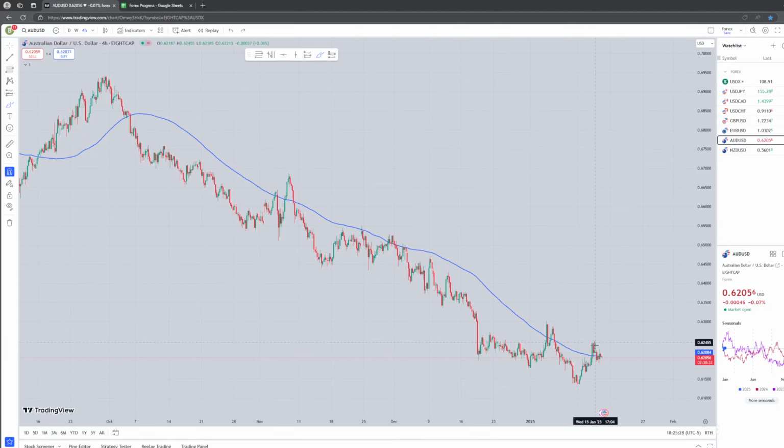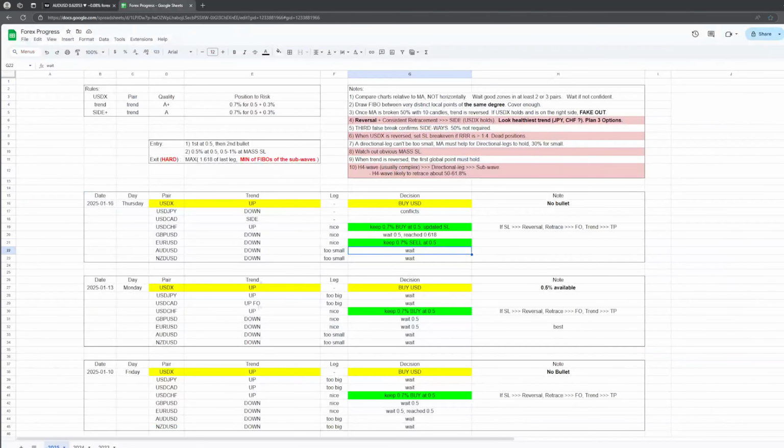So if the downtrend still continues, the market should go down like this with a decent sized leg. Then when the market retraces into a good zone once again, we should be selling Aussie. So until then, wait. So Aussie trend is down, which is compatible with the USD index chart, but the leg size is just too small and there is no need to try our luck.